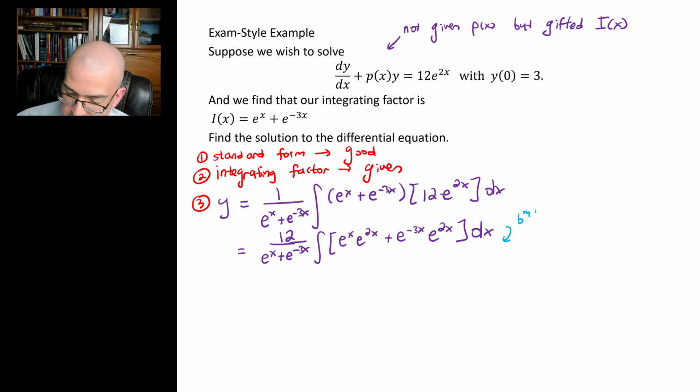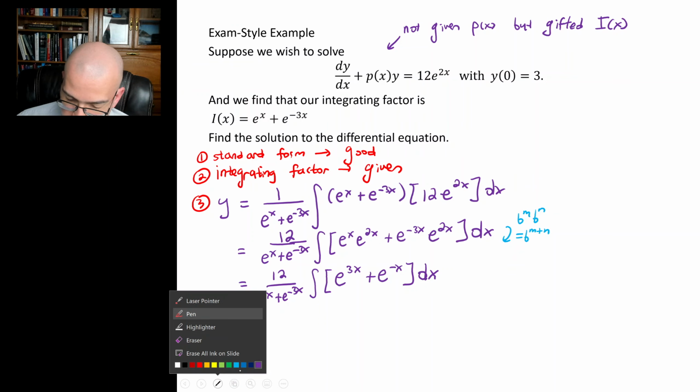And then use exponent laws. b to the m times b to the n is b to the m plus n. And simplify those powers. And we get 12 over e to the x plus e to the negative 3x times the integral of e to the 3x plus e to the negative x dx.